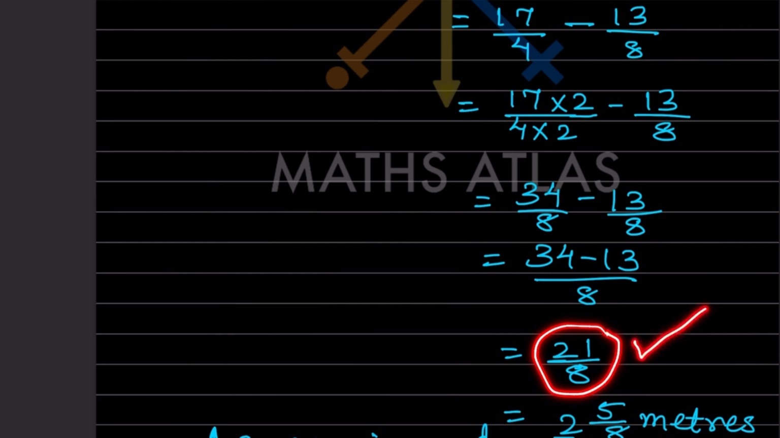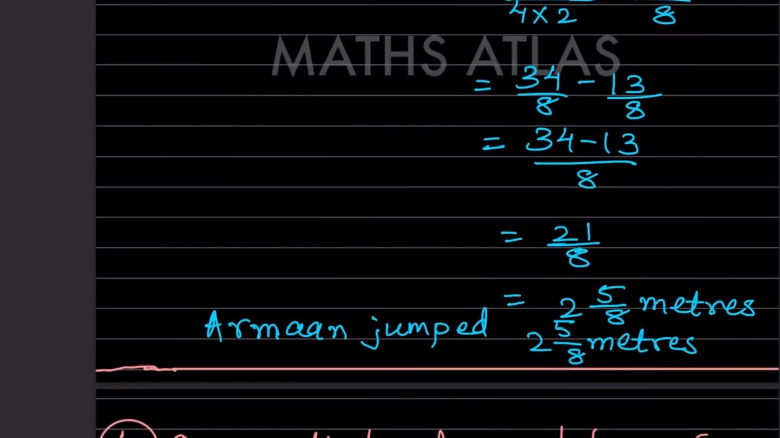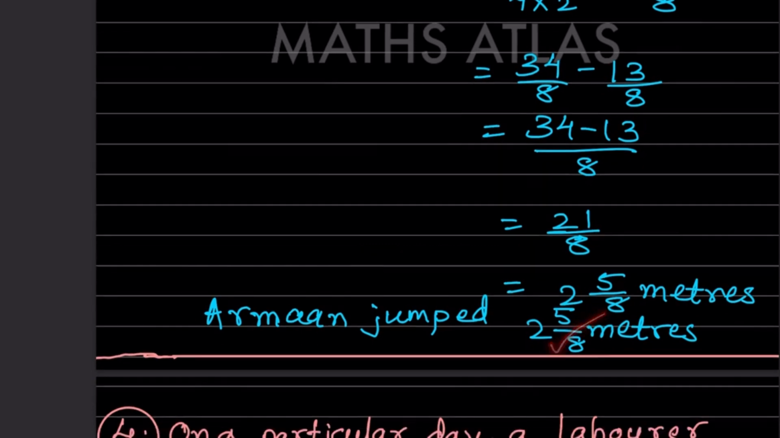Now again you can see this is an improper fraction, so you have to make it a mixed fraction. When you divide it, you get 2 integers 5 by 8 meter. So Arman's jump is 2 integers 5 by 8 meter.